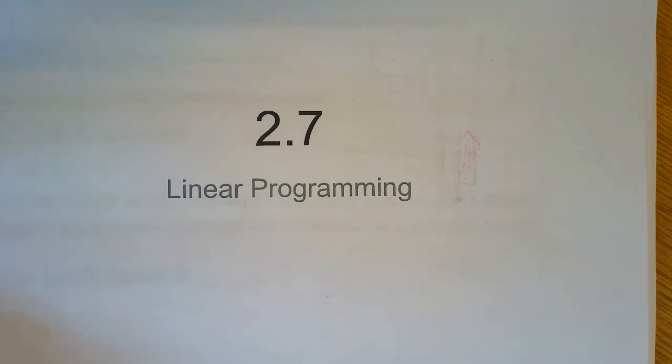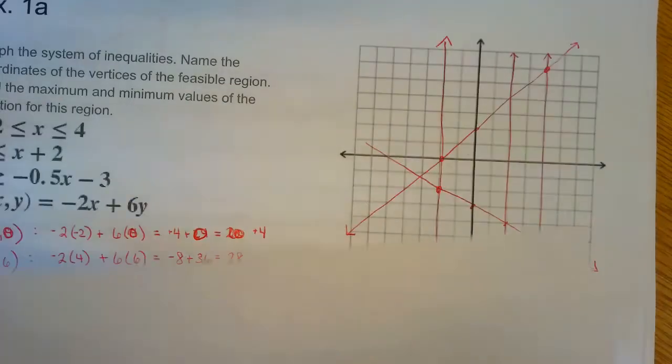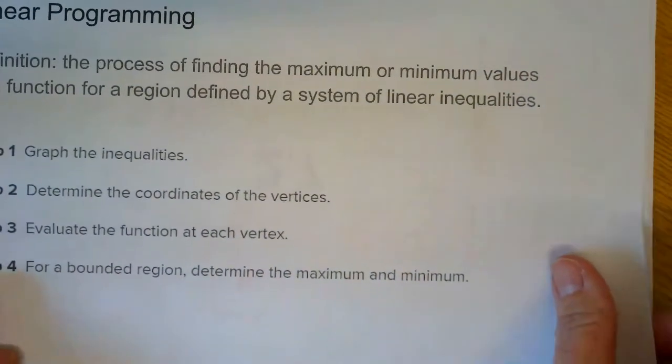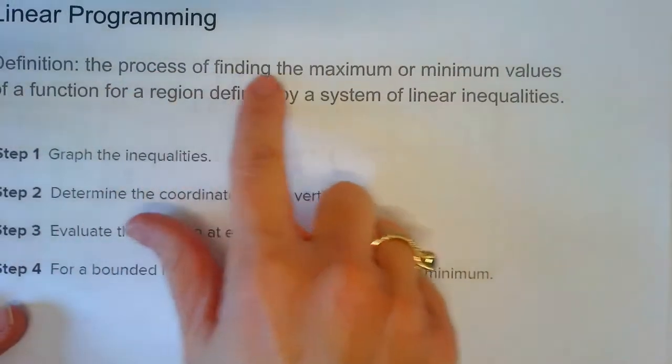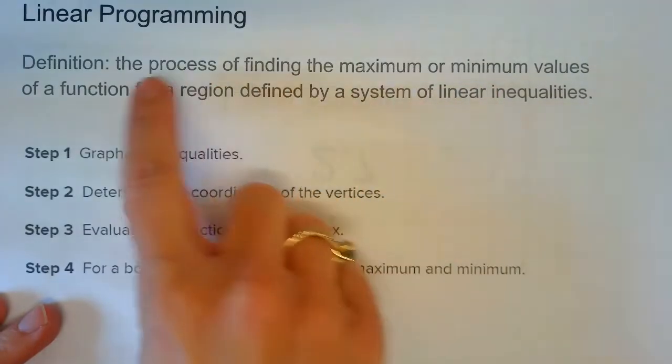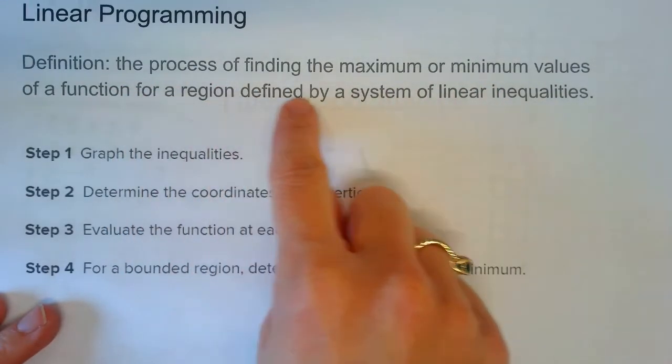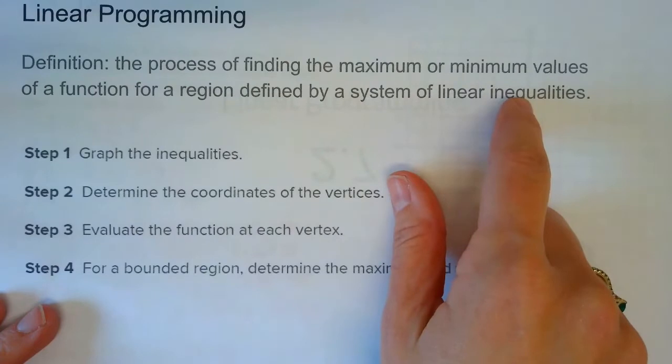Section 2.7 is where we're going to introduce linear programming. Linear programming is the process of finding the maximum or minimum values of a function for a region divided by a system of linear inequalities.